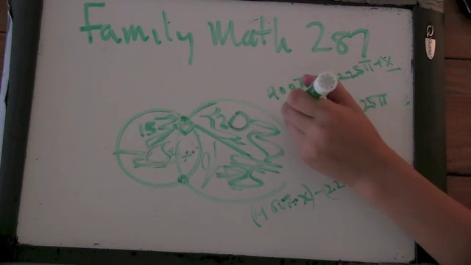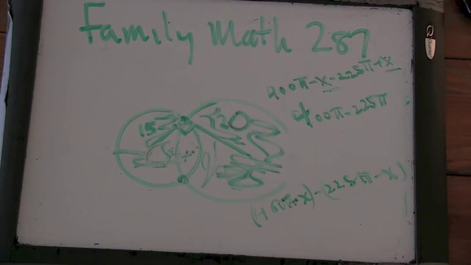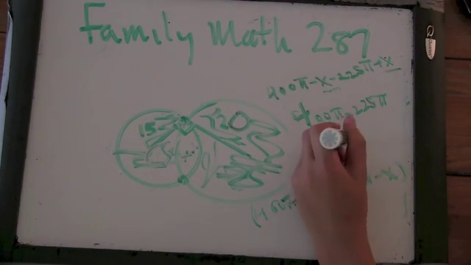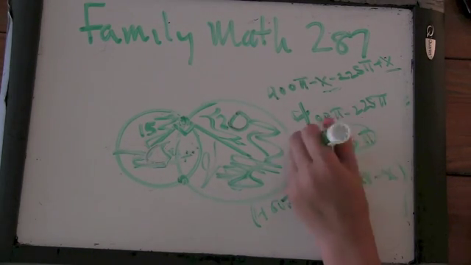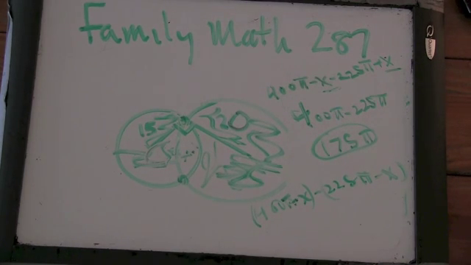400 pi minus 225 pi? I think it's 175 pi. Very good. So 175 pi is the difference between the non-overlapping areas. And what's the surprising thing about this solution to the problem? It didn't involve this overlap. It didn't matter what x was.